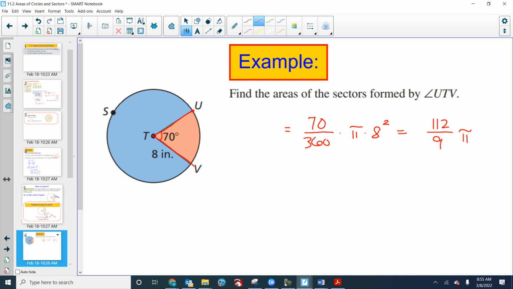What units would that be? Inches squared or square inches, right?